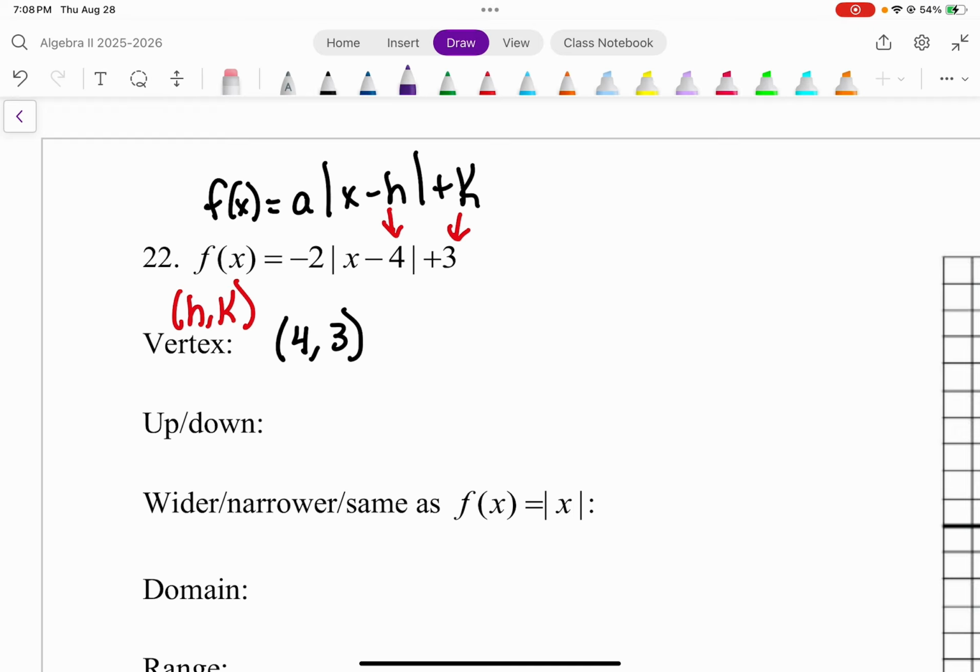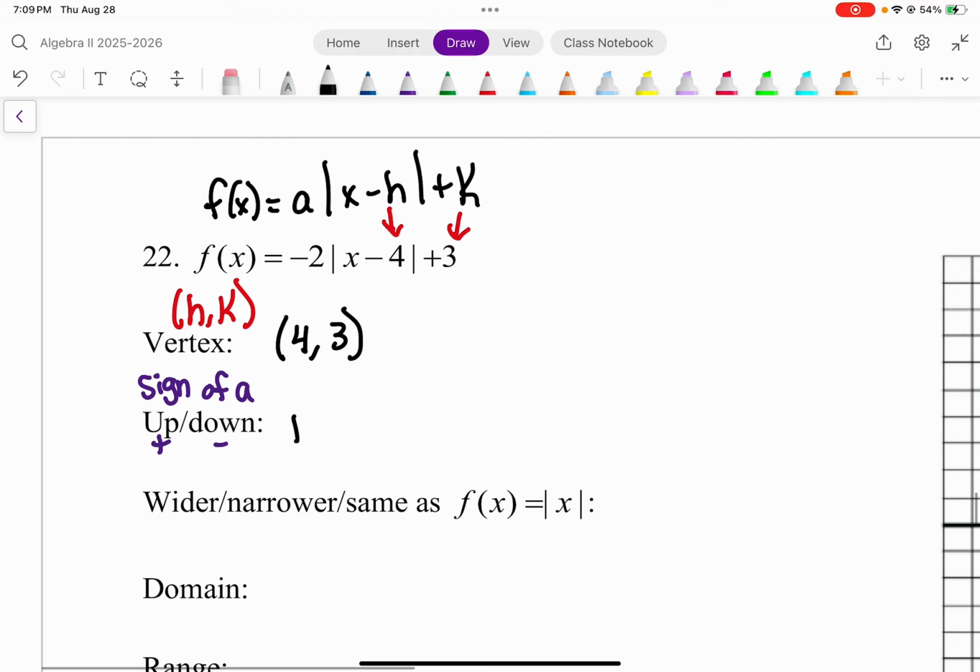Up or down is determined by the sign of the a value. If a is positive, it's up. If a is negative, it's down. In this example, a is negative, so our graph is opening down.